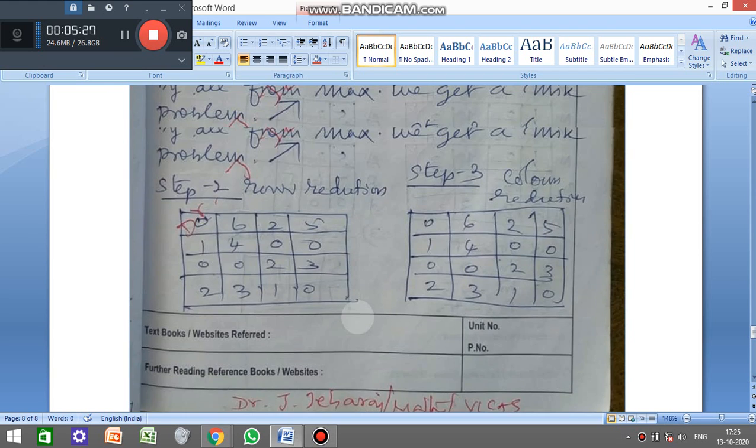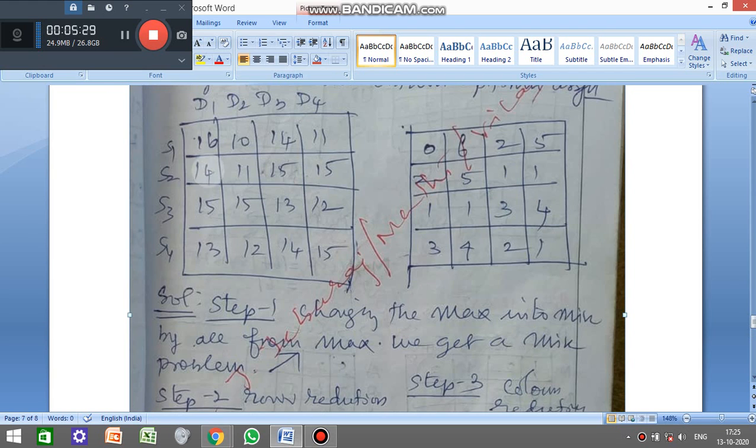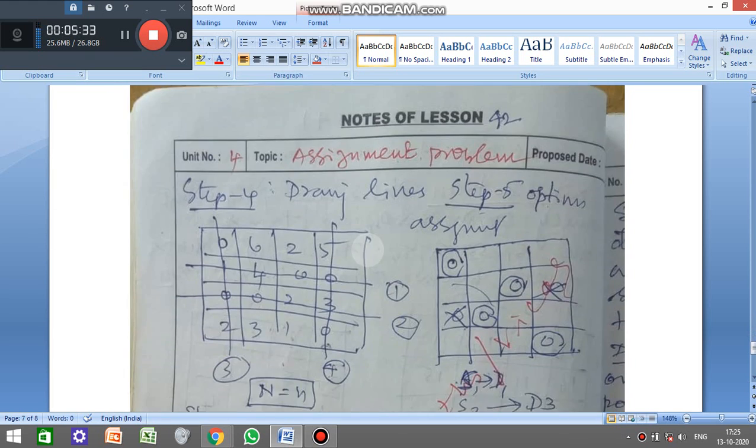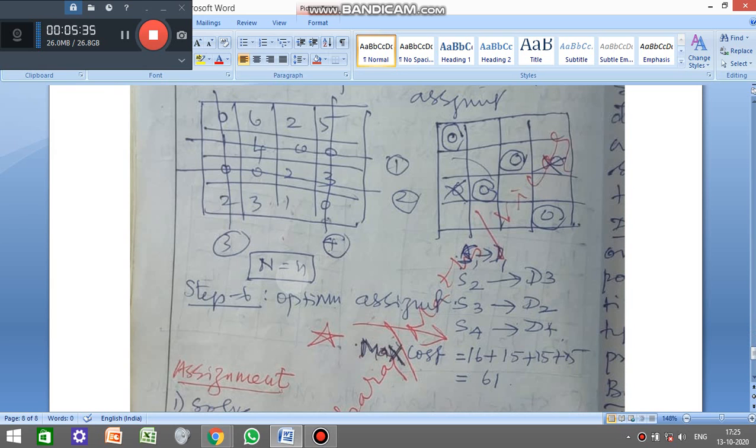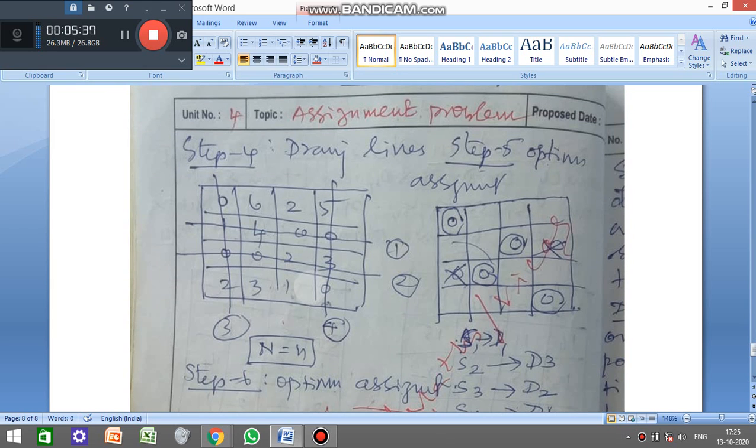But the given matrix is what? The given matrix is 1 2 3 4, 4 by 4. Am I correct? So the number of lines is equal to 4, and the order of the matrix is also 4. Number of lines equals order of the given matrix, that is also 4. Therefore the optimum stage has been reached. The optimum condition is satisfied. Now step number 5.